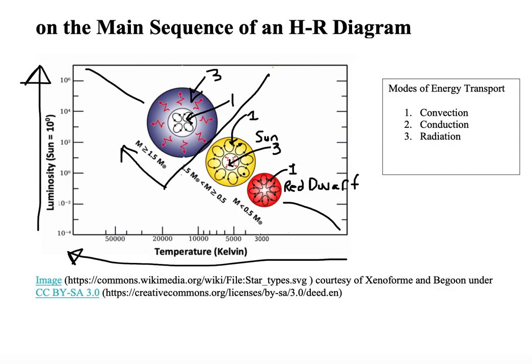Notice that sun-type stars and these intermediate mass and higher stars have opposite energy transports. In the case of the sun, number 3 is in the interior, 1's on the outside, whereas in the higher mass stars, 1's in the interior and 3's on the outside. In the lower mass stars, you only have just one case, and that is convection.